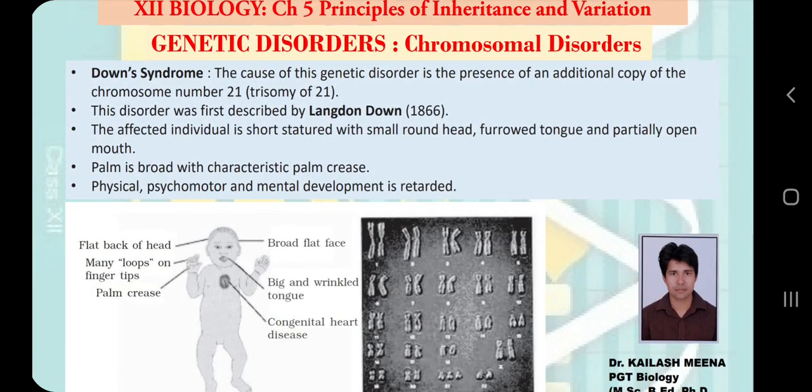So as I already have mentioned, the cause of this genetic disorder is the presence of an additional copy of the chromosome number 21, which is called trisomy. And now you know why it is called trisomy, because we are having 3 chromosomes in this case. And this disorder was first described by Langdon Down in 1866.